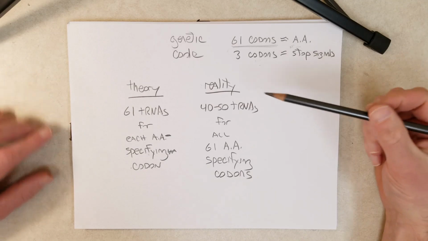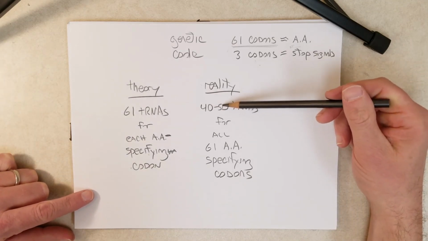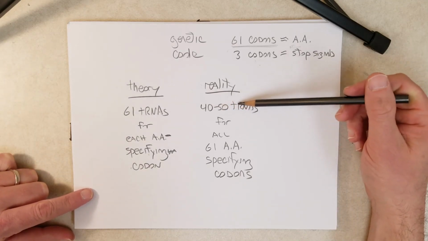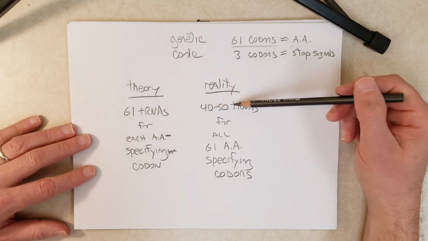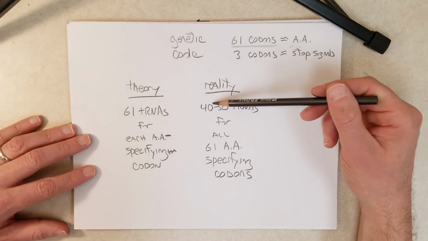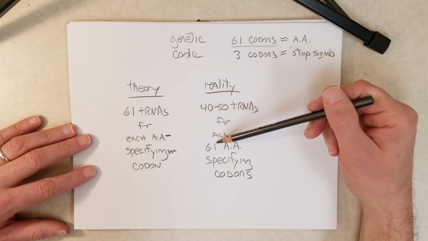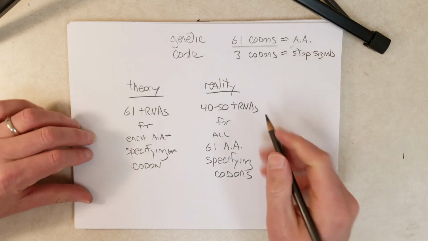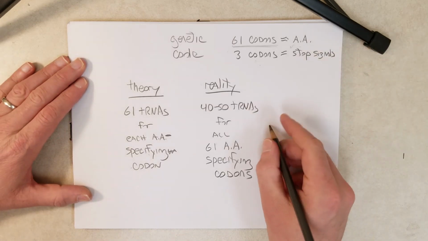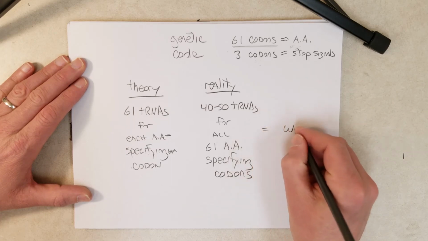So how can 40 to 50 tRNAs recognize all 61 codons, and why is it 40 to 50? Each species has a different number of tRNAs. Some species might have 40 different tRNAs to recognize all 61. Some might have 50 to recognize all 61. So how are they doing it? And the answer is this thing called wobble base pairing.